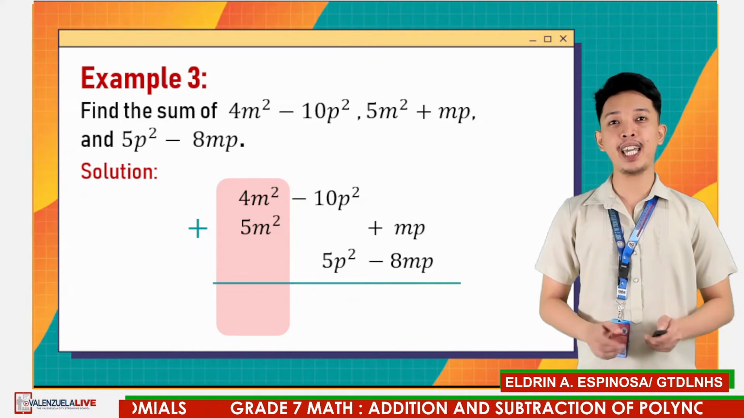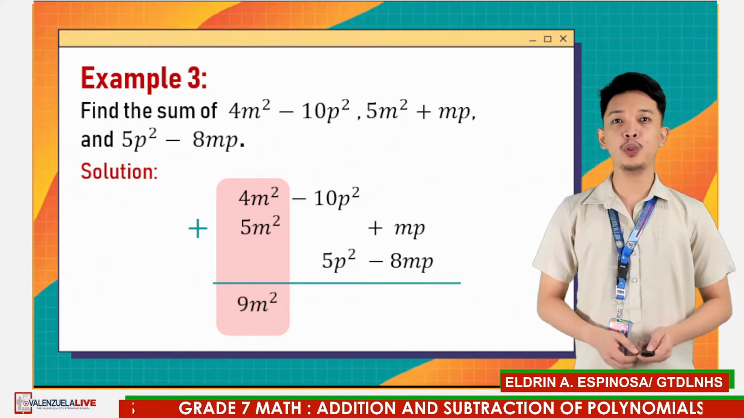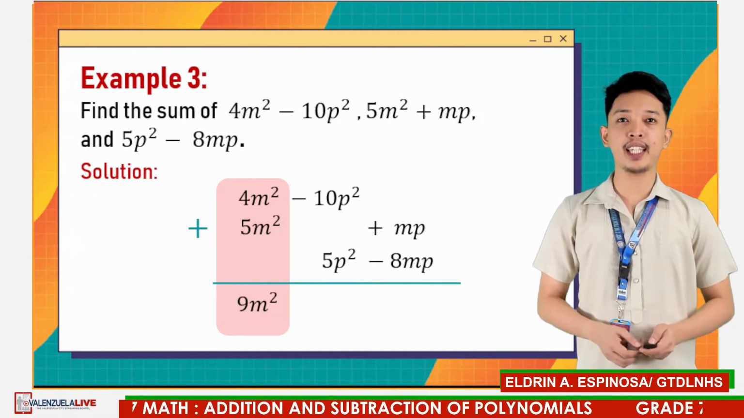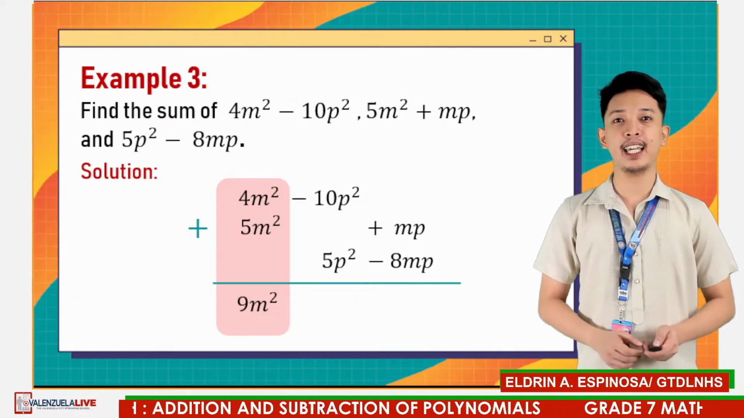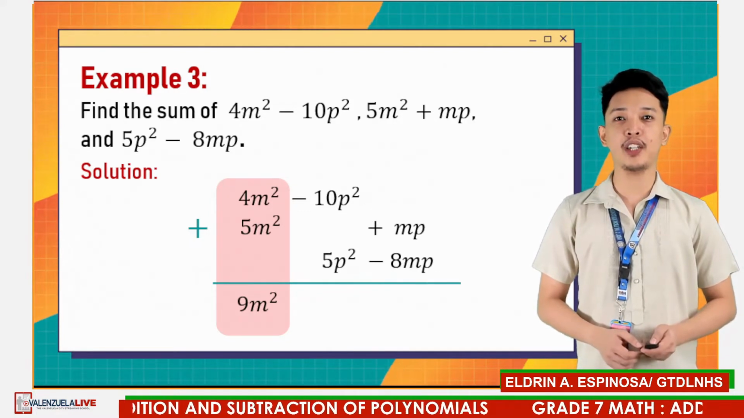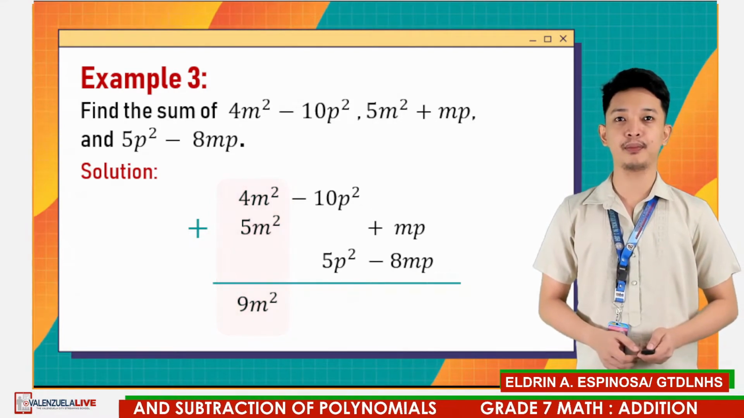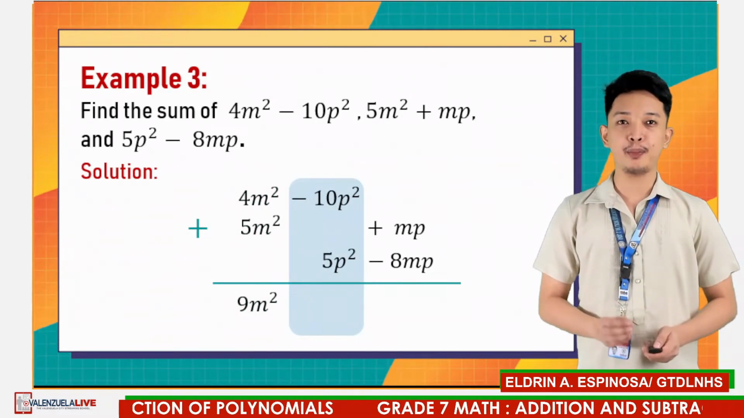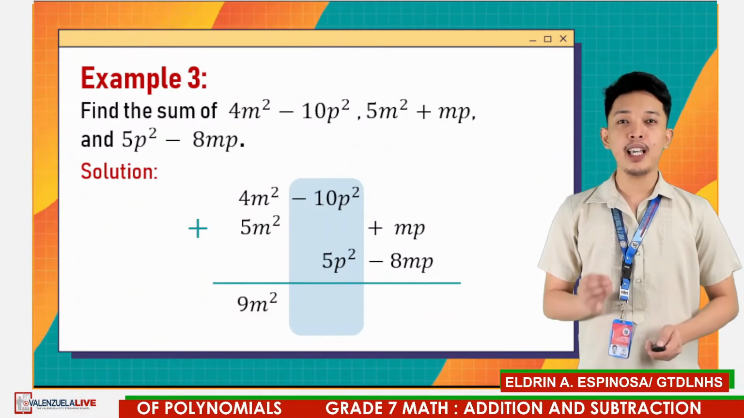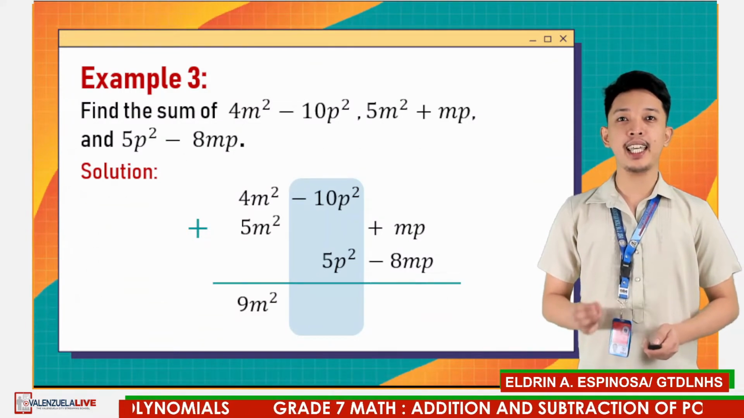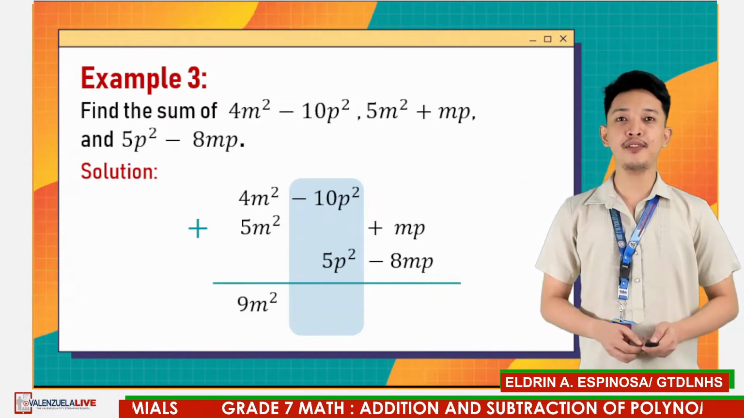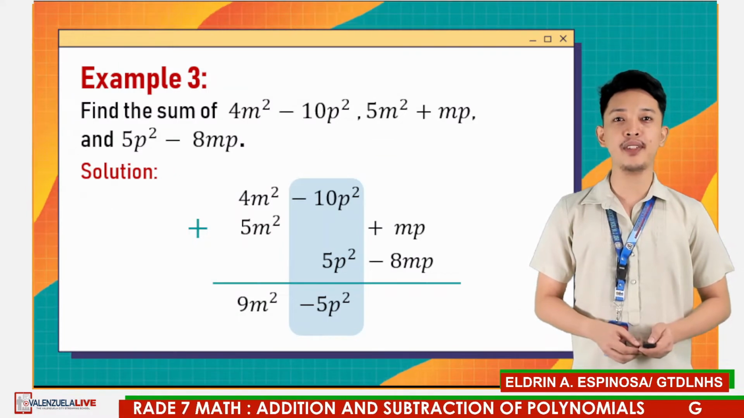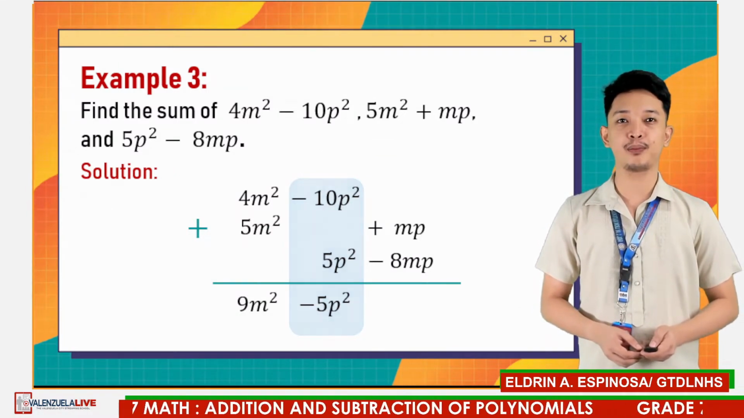4m squared plus 5m squared is equal to 9m squared. We add the numerical coefficients. 4 plus 5 is 9. Then copy the literal coefficient, which is m squared. Next, negative 10p squared plus 5p squared. Add the numerical coefficients. Negative 10 plus positive 5, we will have negative 5. Then copy the same literal coefficient, which is p squared.